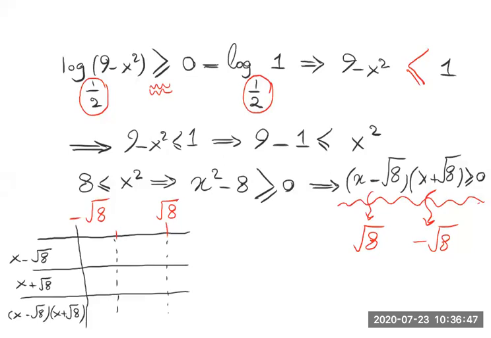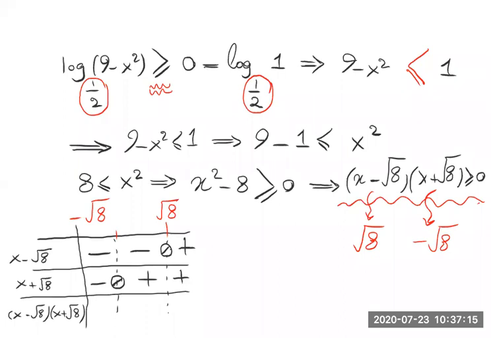Okay, x minus the square root of 8 would be 0 here when x is equal to square root of 8. After that, it will be positive. Before that, it will be negative. X plus the square root of 8 would be 0 at minus square root of 8. After that, it will be positive. Before that, it will be negative.